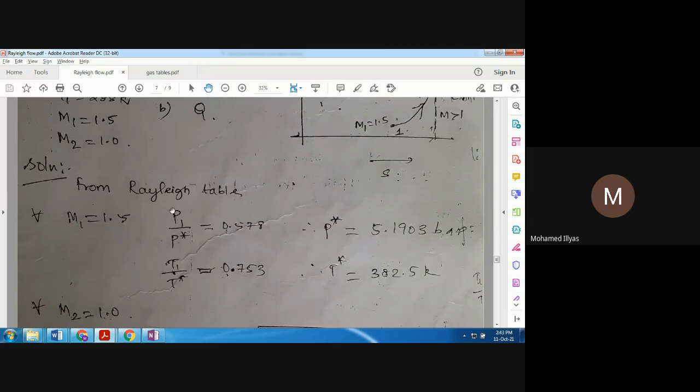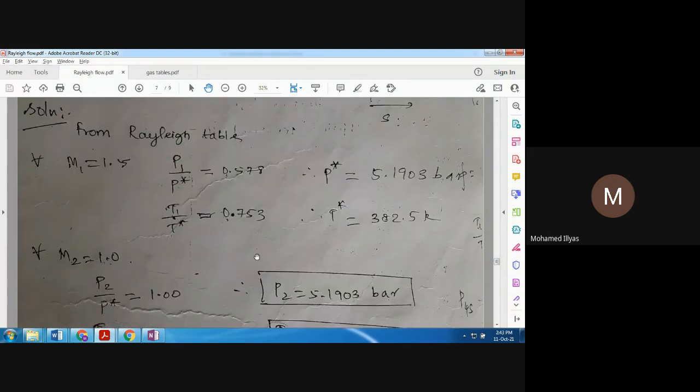P1 and T1 values have been given. So we can write P star equal to P1 by 0.578, and we'll get our P star as 5.19 bar. And T star can be written as T1 by 0.753, so T star equals 382.5 Kelvin.